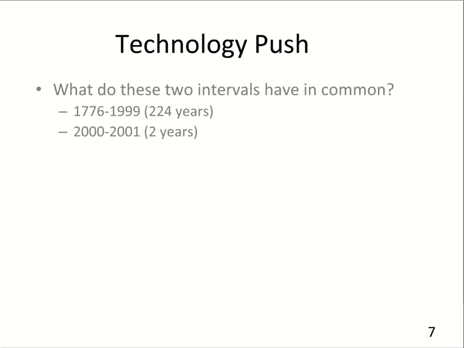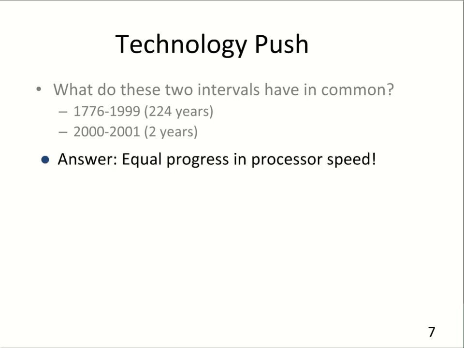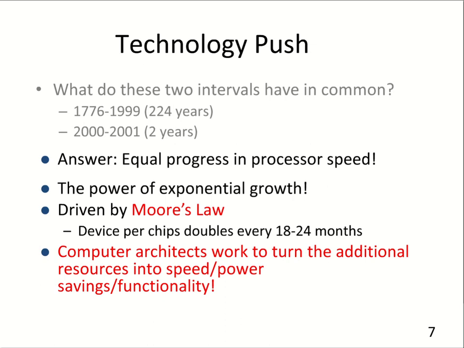If you think about these two intervals from 1776, when the United States declared independence from Great Britain, to 1999, which is 224 years, versus 2000 to 2001, just a short 2-year gap over a decade ago, what do these two intervals have in common? Well, the answer is there's been equal progress in processor speed in those two time intervals. The reason for that is that we've been experiencing for many decades now exponential growth in processor speed. Where this growth is coming from is a concept called Moore's Law.